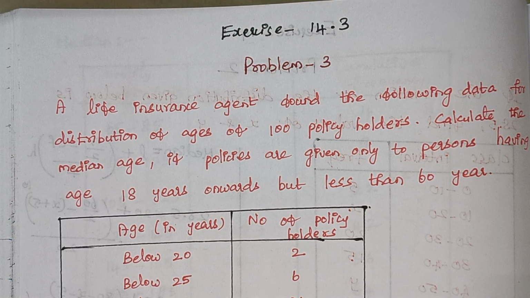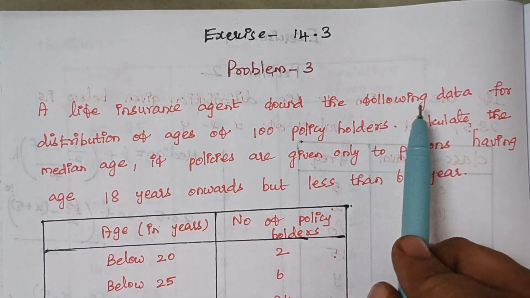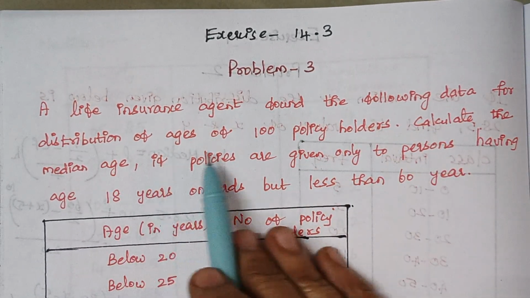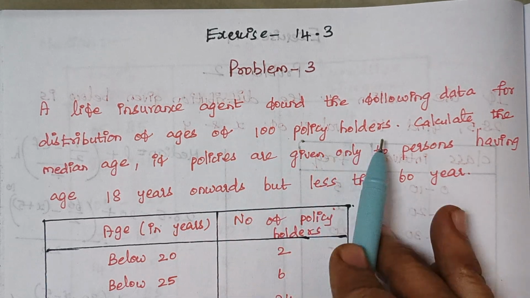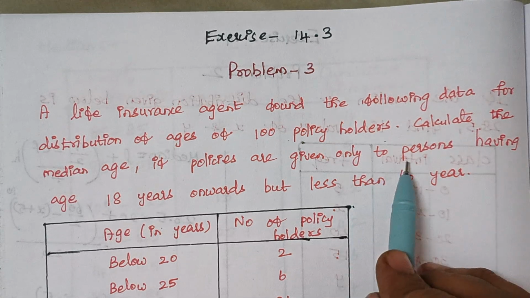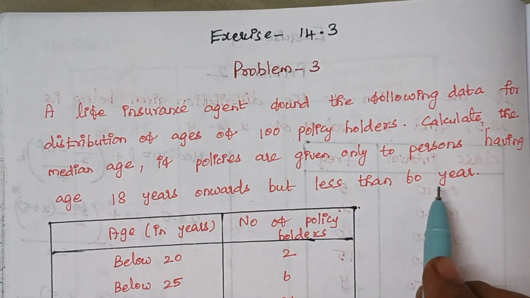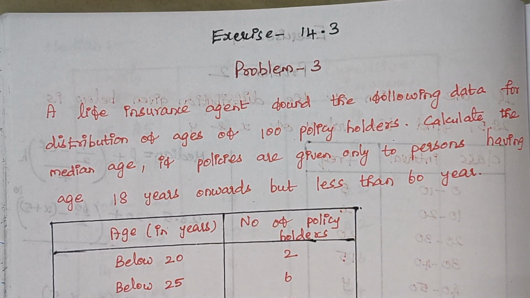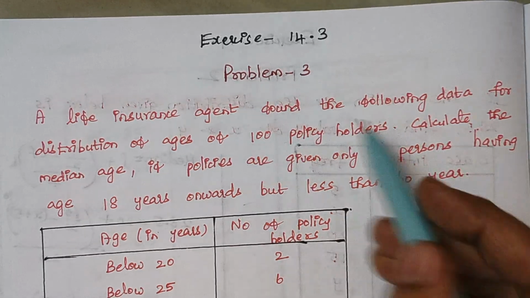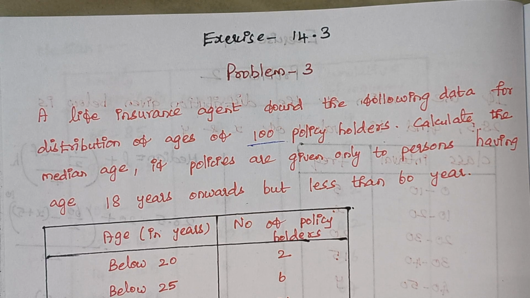So the next problem is problem 3. A life insurance agent found the following data for distribution of ages of 100 policy holders. Calculate the median age if policies are given only to persons having age 18 years onwards but less than 60 years. So here, what is the thing which is given to us? Totally there are 100 policy holders. Therefore, the value of n here is 100.